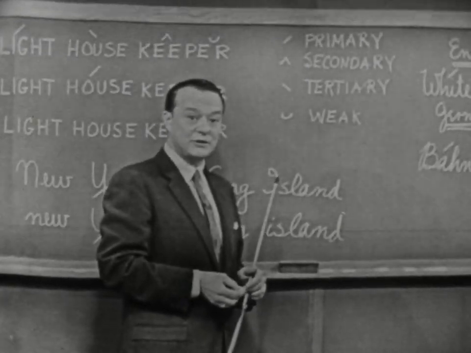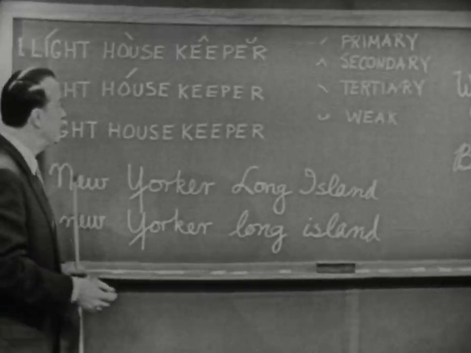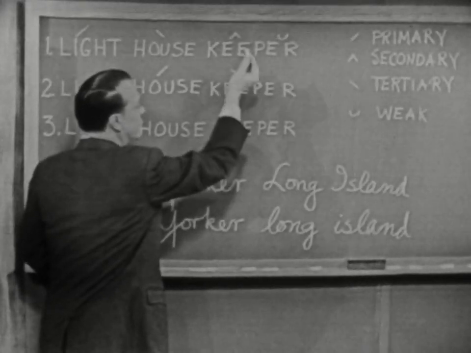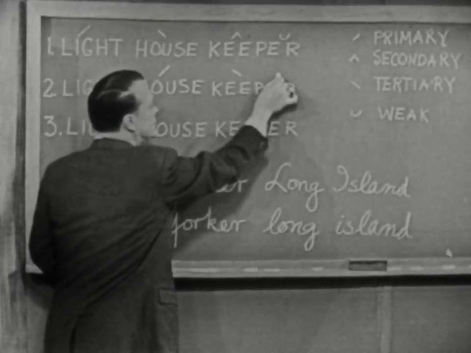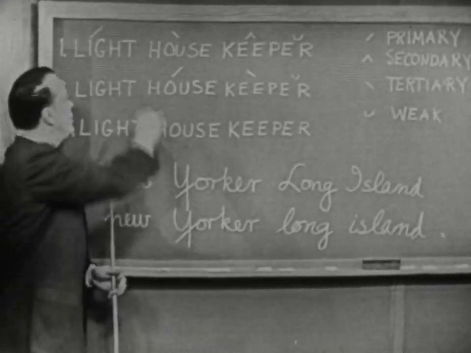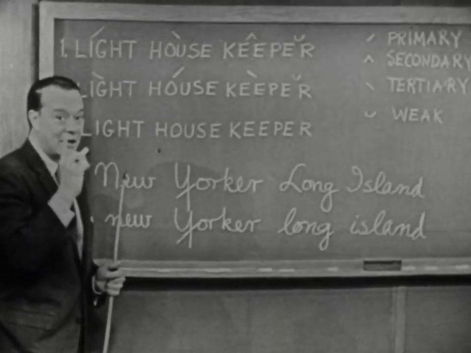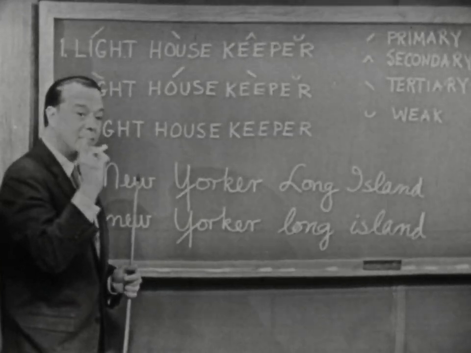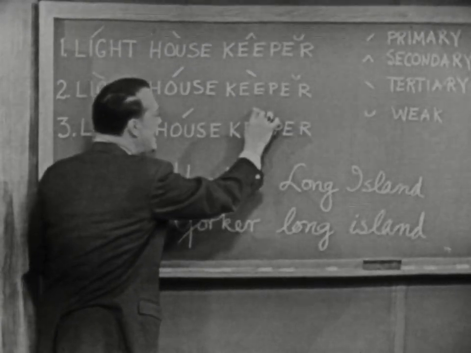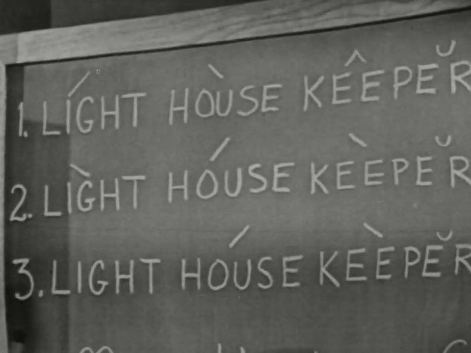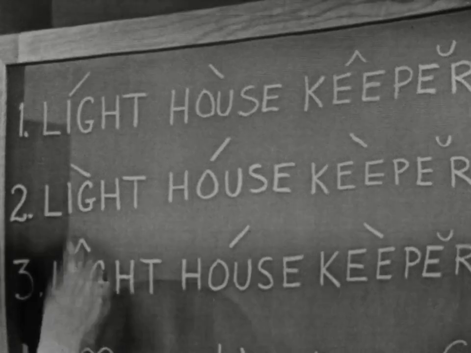So in our second example then, light housekeeper, the primary stress, the loudest stress, is on house. This syllable now is reduced to tertiary. This is still weak. And I set it with tertiary stress again on light. Now listen, light housekeeper. All right, now, for the number 3, I am going to put the same stresses on housekeeper as I did in number 2. But I'm now going to put secondary stress on the light.